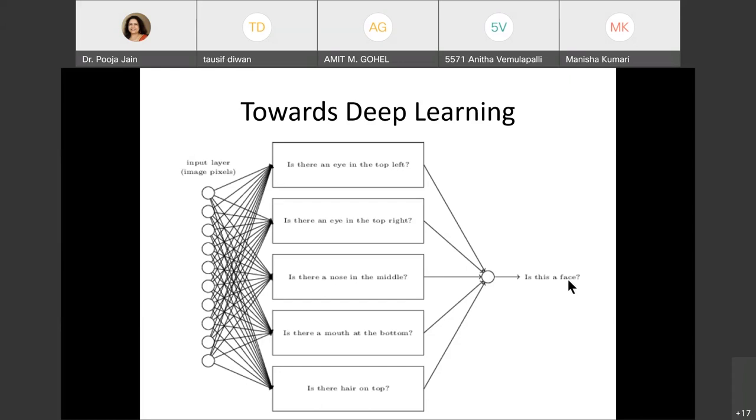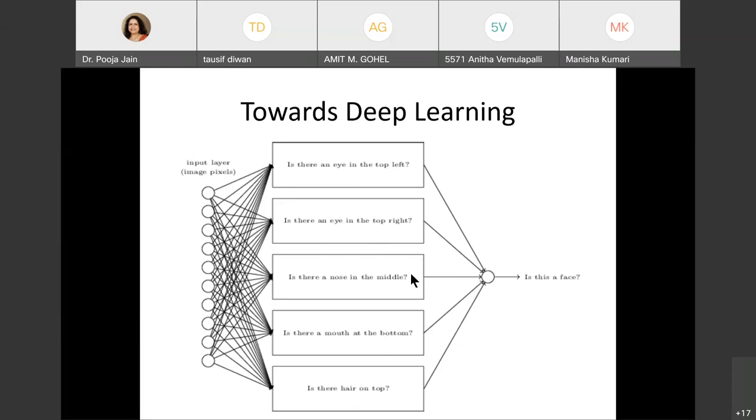This problem is further broken up into several sub problems. Like what are the various characteristics of a face? There should be an eye in the top left. There should be an eye in the top right. Moreover, there should be a nose in the middle, and a mouth at the bottom and some hair on top. So these are considered as the sub problems of this problem. Now we compute the output of this sub problem, we compute the output of the second sub problem, and so on. Depending on the answers of all these sub problems, we will accumulate all these answers, and then finally we can conclude whether the image provided to us is a face image or not.